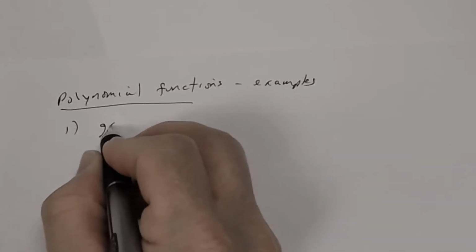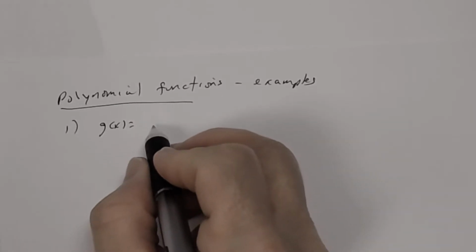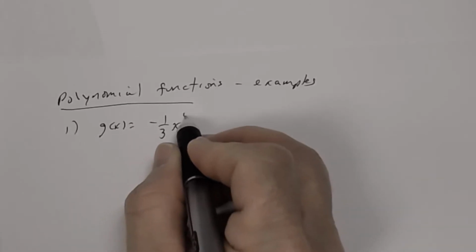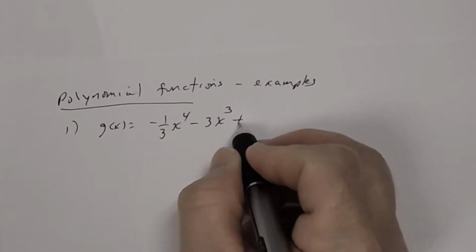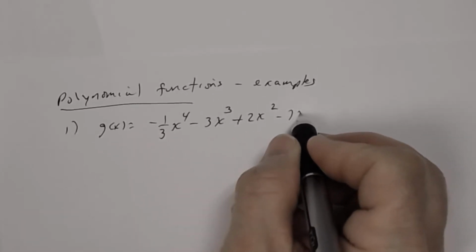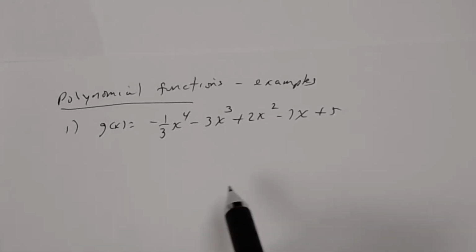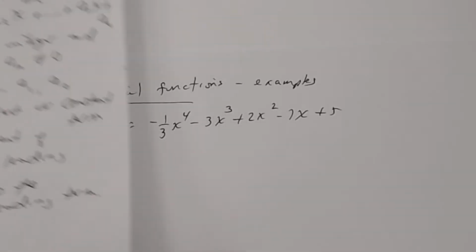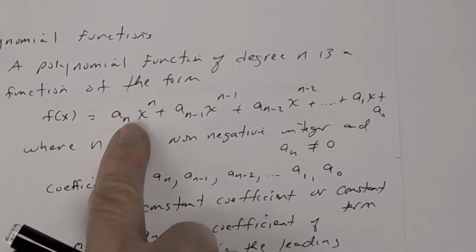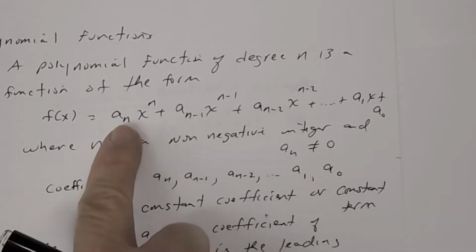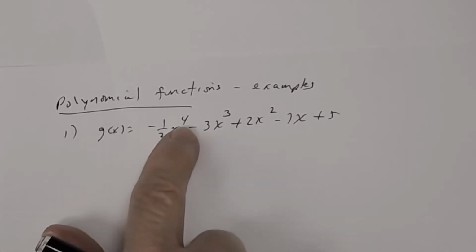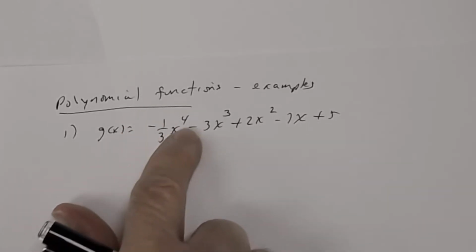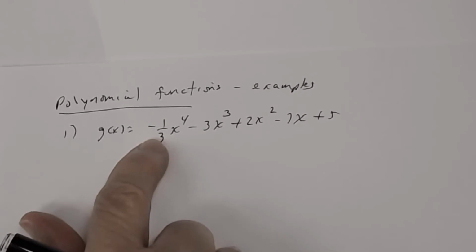We have g of x is equal to negative 1/3 x to the fourth minus 3x cubed plus 2x squared minus 7x plus 5. So that's an example of a polynomial function. If you look at it, it has this form, right? The largest exponent here is 4. So remember, that's called the leading term.